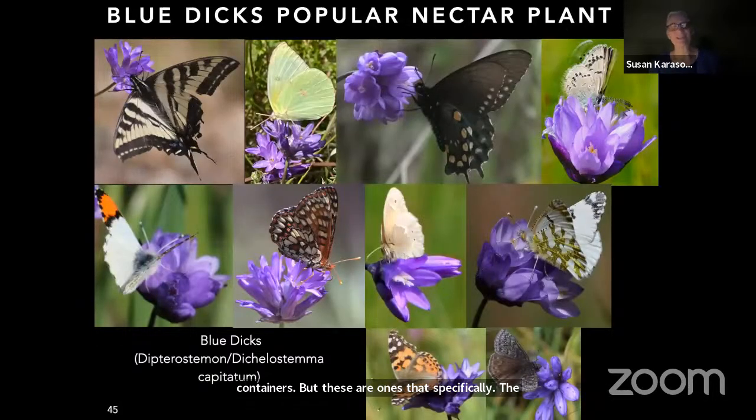And I wasn't really going to talk a lot about nectar plants, but for some reason, the blue dicks that are, I guess, now known as blue dips, anyway, Dipterostemon, it seems to be a favorite nectar plant for adult butterflies on iNaturalist. I got so many different kinds of butterflies that all use that. So it's something to consider. It's just a really small bulb, easy to grow in containers, wants full sun, and it's gorgeous.